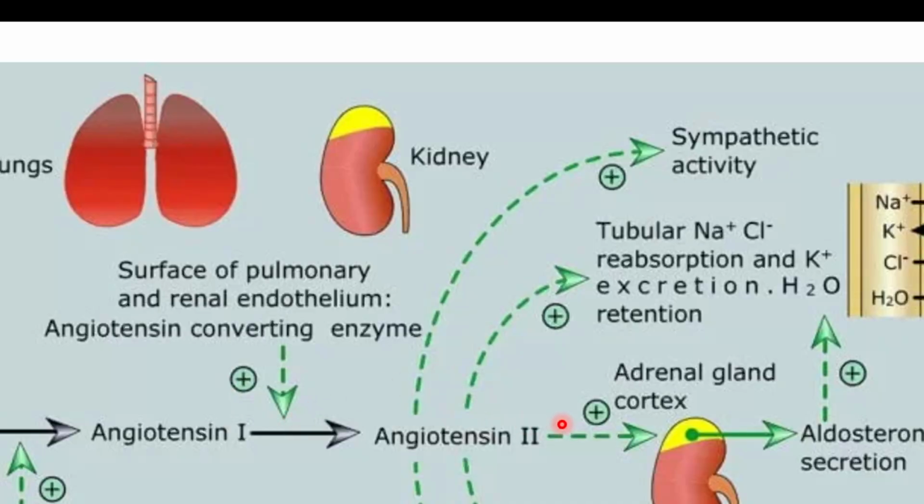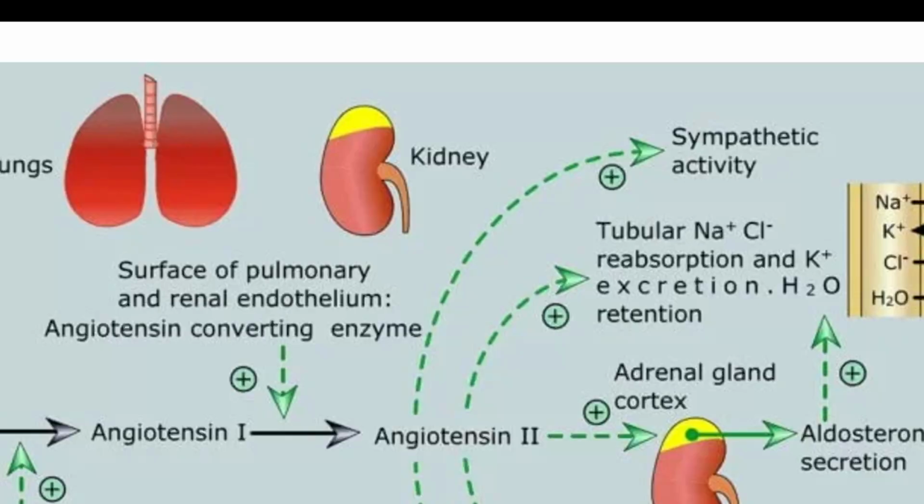Angiotensin 2 is now involved in all the activities like sympathetic activity, tubular sodium chloride reabsorption and potassium excretion, H2O retention. It also stimulates the adrenal cortex to produce aldosterone, which further leads to sodium retention, tubular reabsorption of the sodium, and excretion of the potassium. Vasoconstriction of the arterioles from angiotensin 2 increases the blood pressure, and it also stimulates the posterior lobe of the pituitary gland to produce ADH for more water retention and increase in blood pressure.